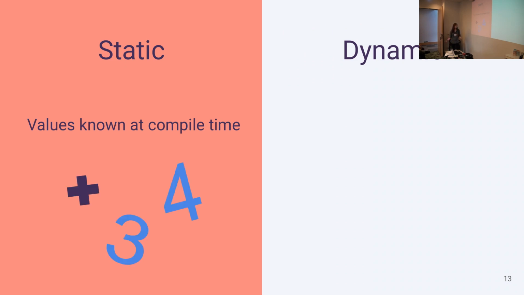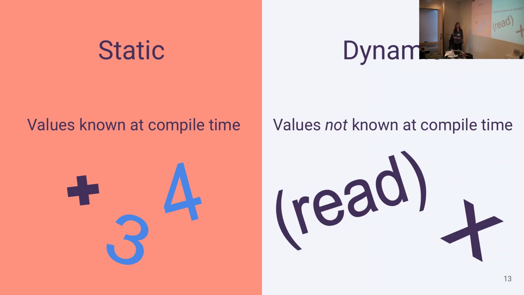So before I continue, I want to talk about the different kinds of values we have at compile time. So we have static values, which are values that are known at compile time. These are like numbers and computations over static values that we know the result of, things like that. And dynamic values are values that are not known at compile time. So this is like function arguments or input we will get at a later point.